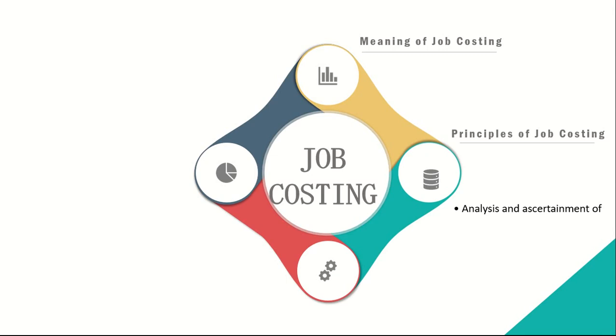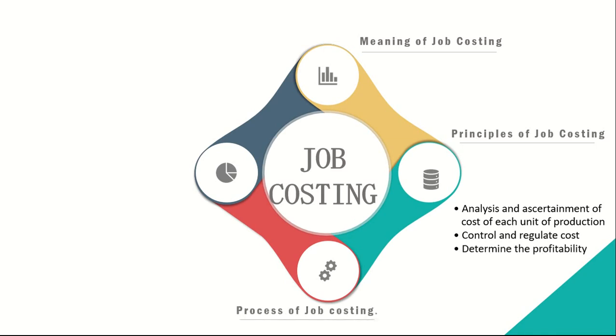The job costing method may be regarded as the principal method of costing since the basic object and purpose of all costing is the analysis and ascertainment of cost of each unit of production. Control and regulate cost. Determine the profitability. 3. Process of job costing.